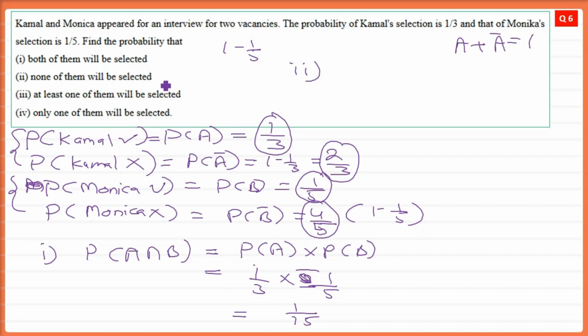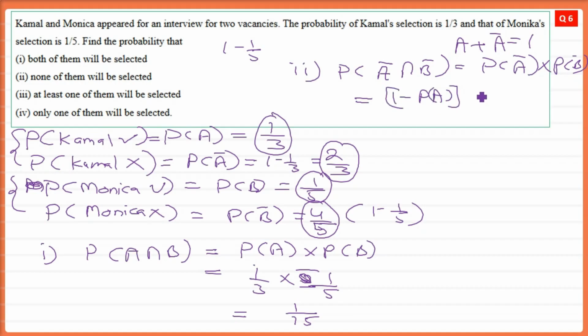Now let's do the second one also here. None of them will be selected. So it's simple. A bar intersection B bar. So A is not getting selected, B is not getting selected, neither Kamal nor Monica is getting selected. These are independent events, so we can write it as P(A bar) multiplied by P(B bar). So 1 minus P(A) you can write for P(A bar), and then 1 minus P(B) for P(B bar). But these values we have already computed in the beginning.